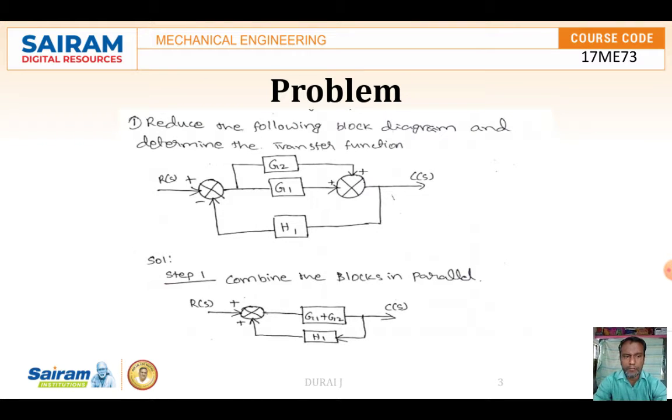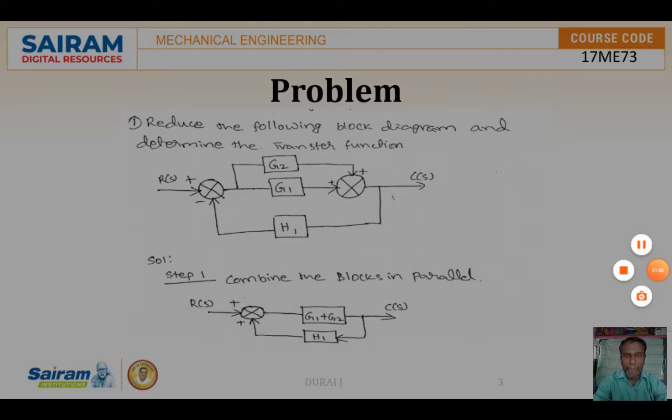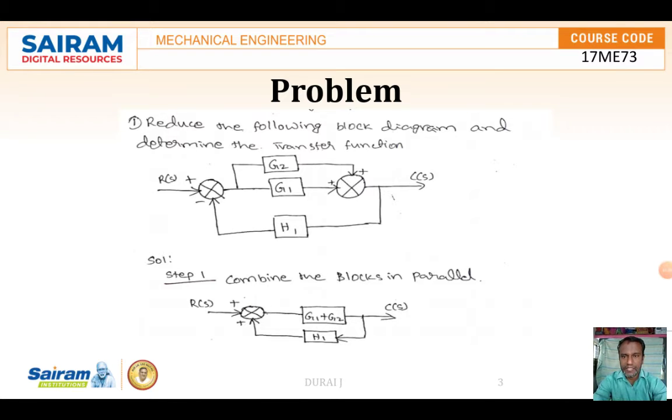First we are going to discuss a simple problem. Use the block diagram and find the transfer function. Here there are two blocks given, G1 and G2, and a block H1. Summing points are provided with positive and negative signs, and another summing point with positive and positive signs. Then the output is C of S. So these are all the things given.